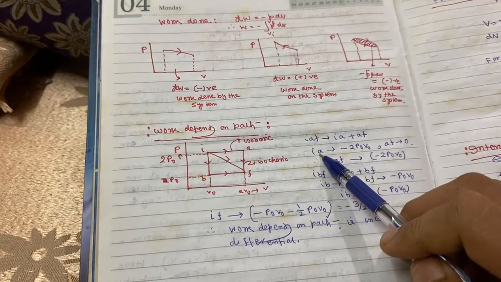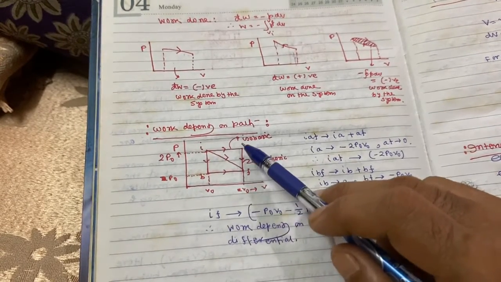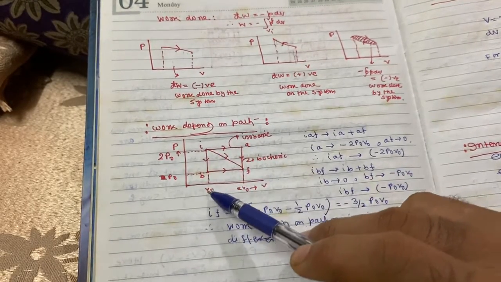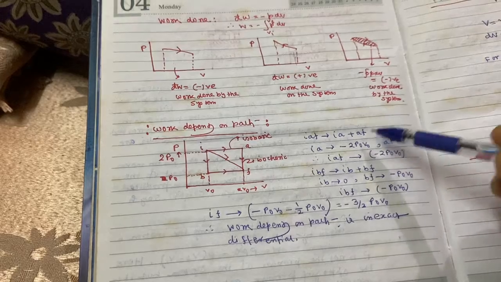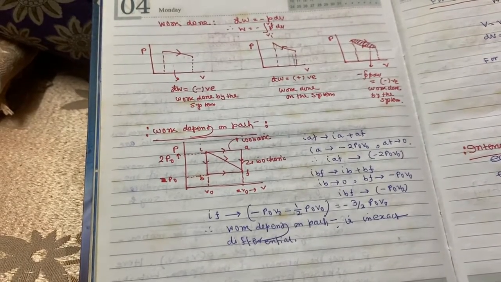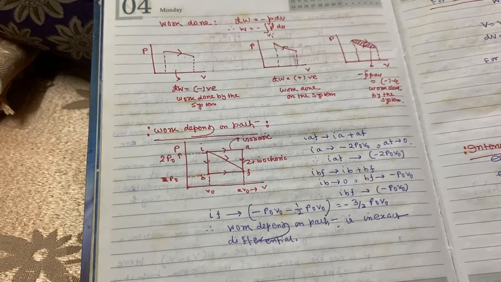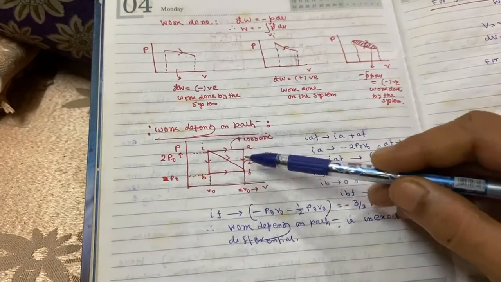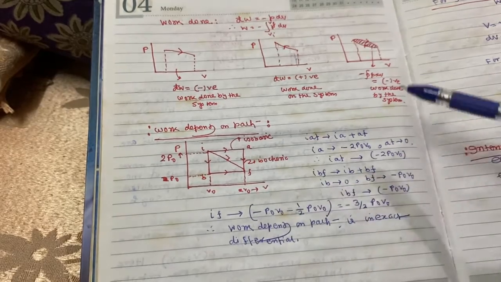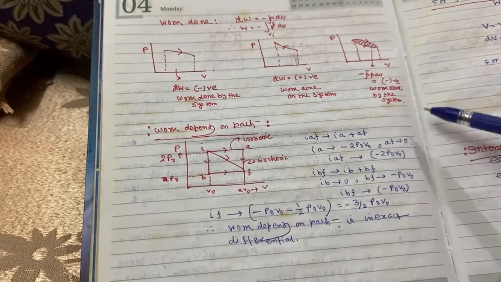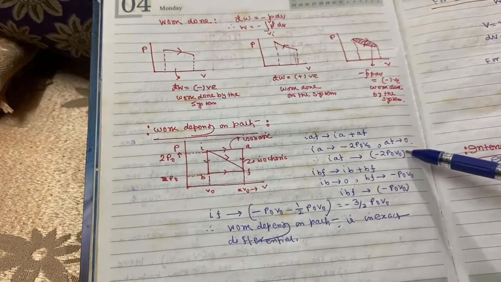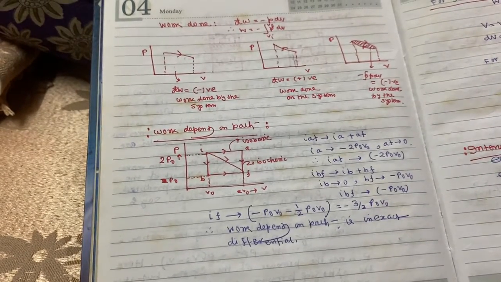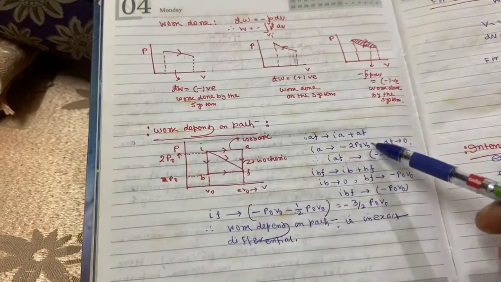For I, A, what is the work done? I, A, that means the area under this curve is minus twice P0 into twice V0 minus V0, that is minus twice P0 V0. For AF curve, volume is constant, that means dV is 0. So, AF curve work done is 0. So, total work done is minus twice P0 V0. As it is negative, it is work done by the system as volume expansion took place.